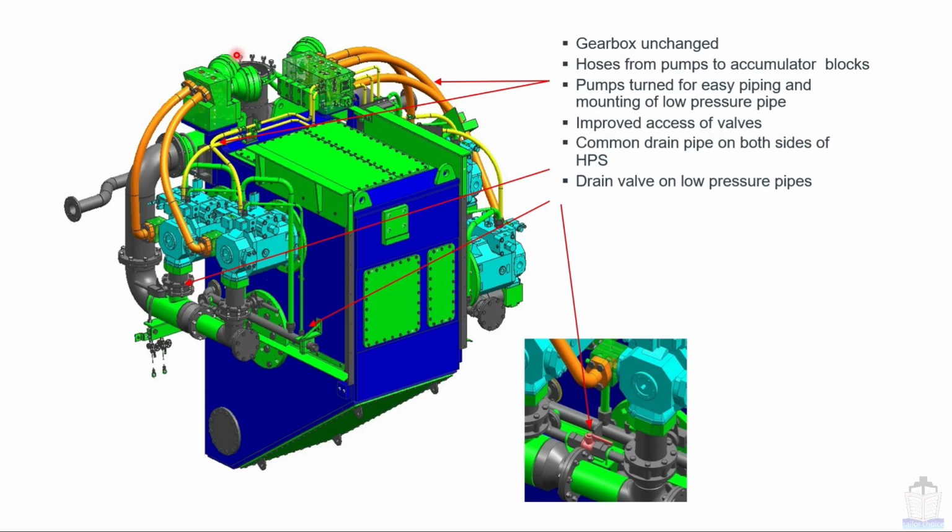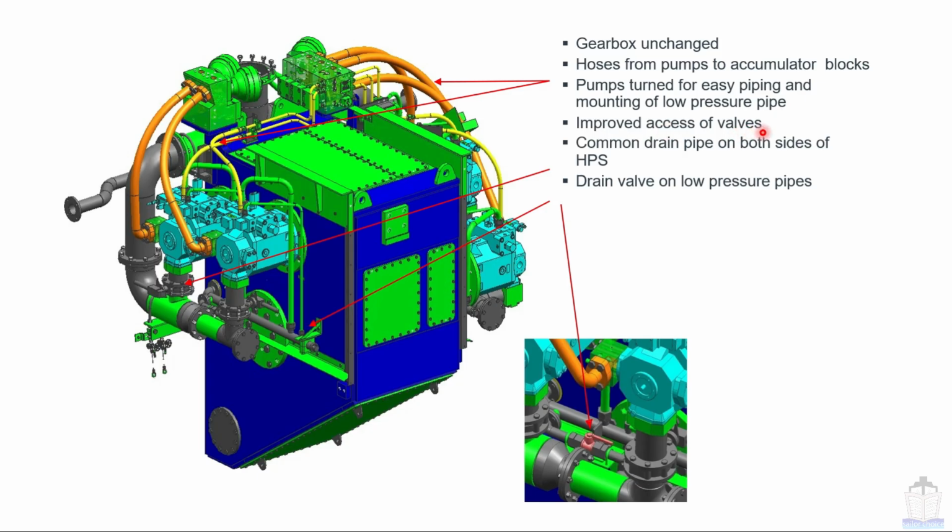Here accumulator blocks are there, safety blocks. At one end binary type of pumps are situated, and at the other end all three proportional type of swash plate pumps are situated. In this type of construction, the gearbox is unchanged from what we saw in the previous construction. These are hoses from pumps to accumulator blocks, pumps turned for easy piping and mounting of low pressure pipes.